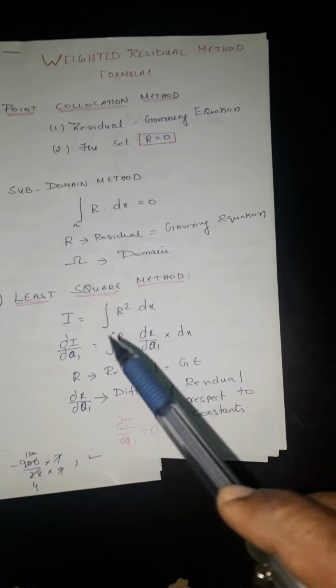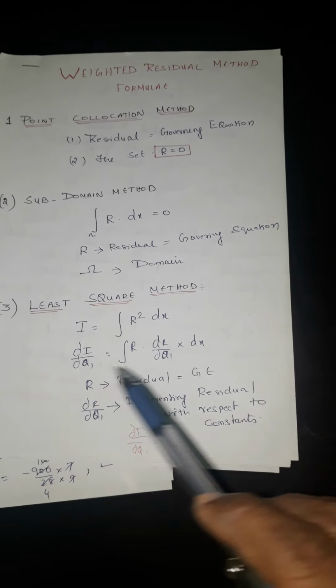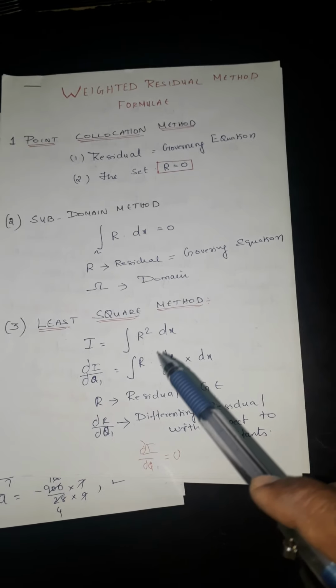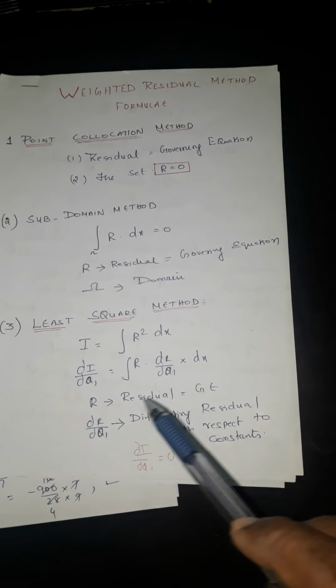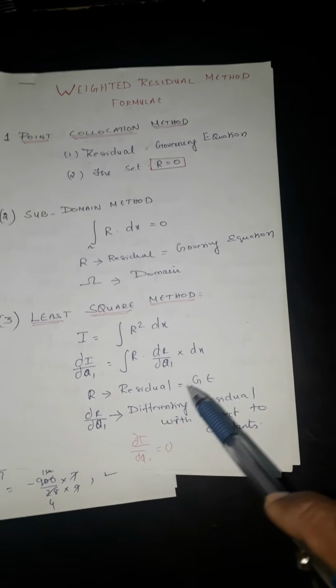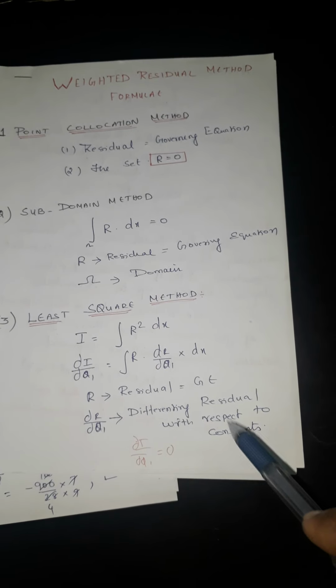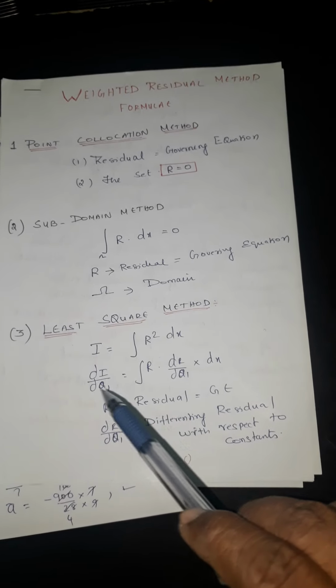Least square method. So I is equal to the integration in the domain of R squared dx. This can be written in this form: dI by dA1 is the integral of R into dR by dA1 dx. Here R is the residual, the governing equation. dR by dA1 is the residual differentiated with respect to the constants. Then we have to set this equal to 0 and find it out.